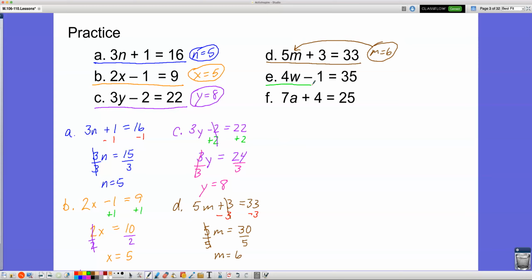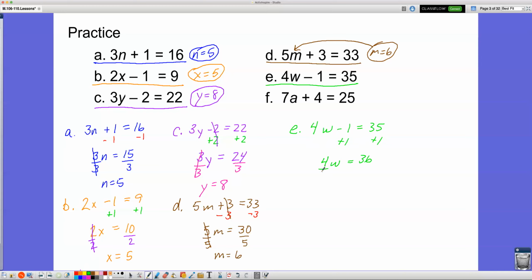All right, let's do this next one here. Letter E. If you have 4w minus 1 equals 35, go ahead and do that. 4w minus 1 equals 35. It looks like I'm going to add. So I'm going to add 1 here and add 1 here. Why? Because this is a minus 1. Now I'm going to have 4w equals 36.